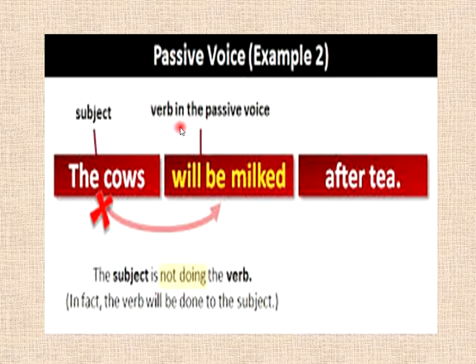This is the simple structure of a passive voice sentence, like the cows will be milked after tea. Over here the cow is the subject. The verb in the passive voice is will be milked. The subject is not doing the verb. In fact, the verb will be done to the subject.